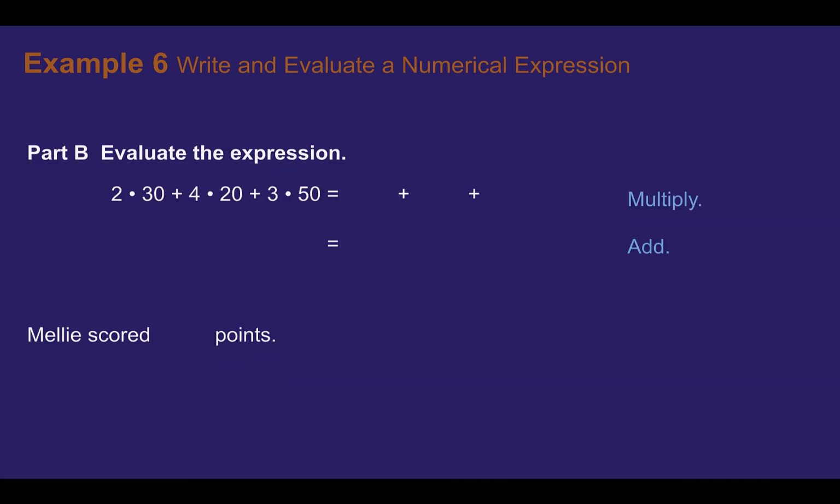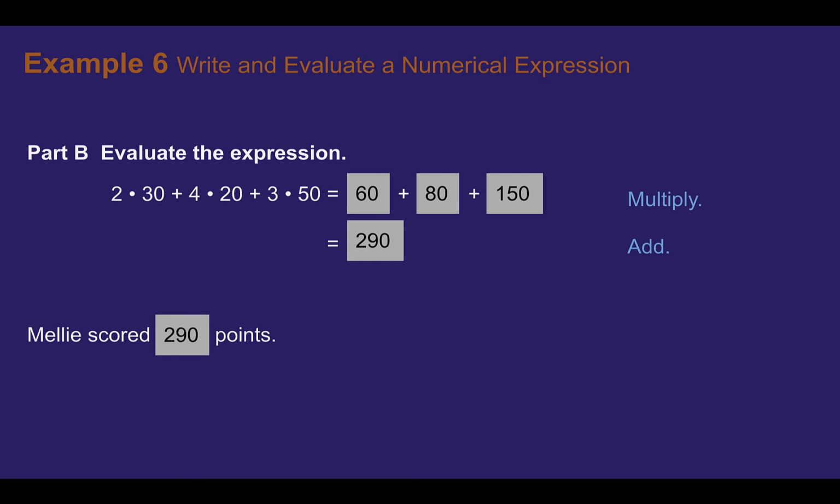Now, we need to evaluate our expression so we can figure out how many points she scored. So first, we're going to multiply all of our things going from left to right. So 2 times 30 is 60, 4 times 20 is 80, 3 times 50 is 150. Now we can add, going from left to right, 60 plus 80 is 140, plus 150 brings us to 290. So Melly scored 290 points. This is a good example of why you're doing order of operations a certain way.